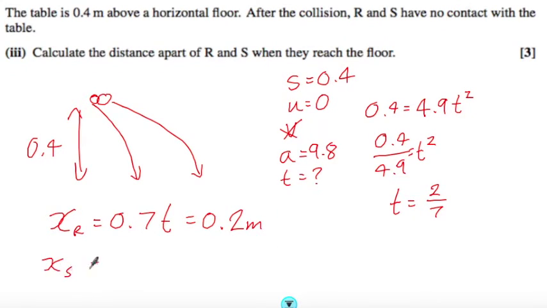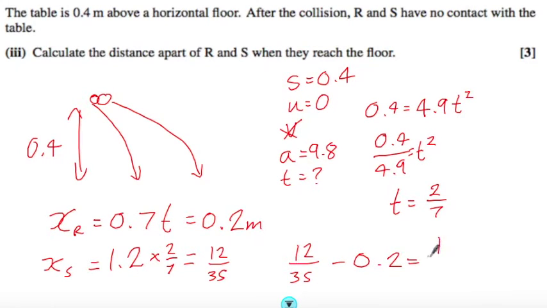And S was travelling at 1.2. We've got to do that times 2/7 as well. And that gives me a horrible number, 12/35. So if we work out the difference, I'm going to do that minus 0.2, and that gives me 1/7. So that's the difference between these two distances travelled. So that's 1/7 of a metre.